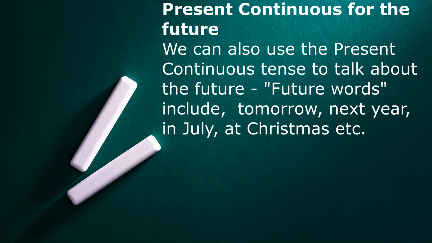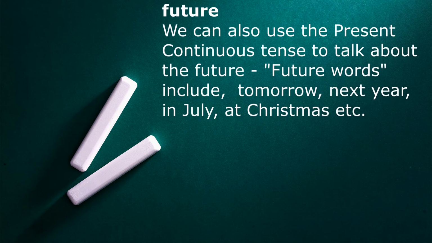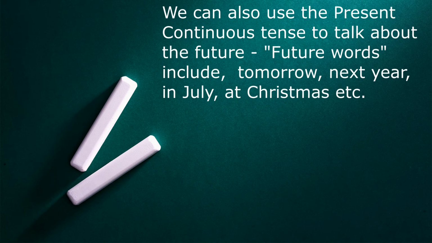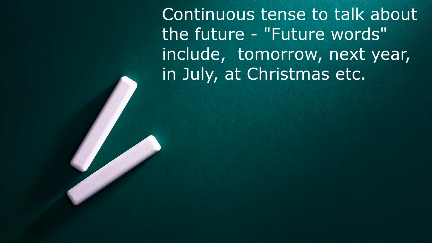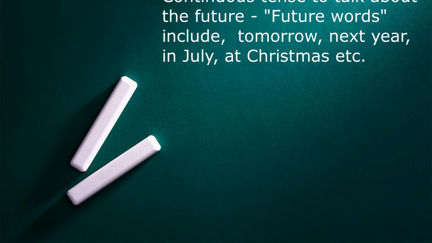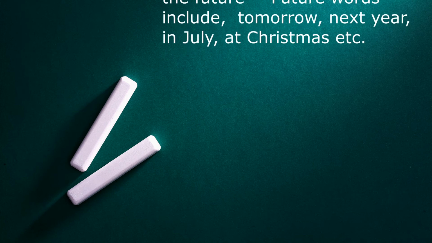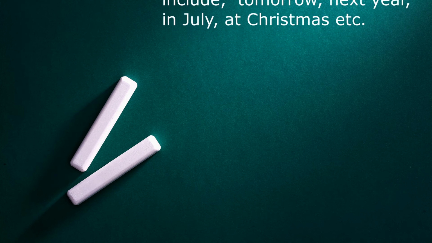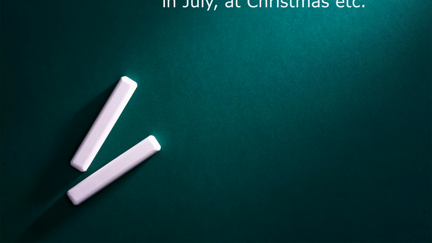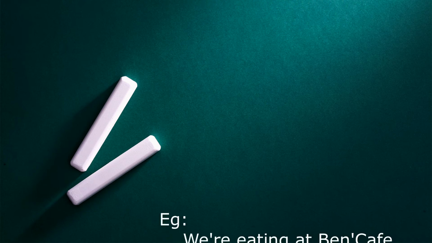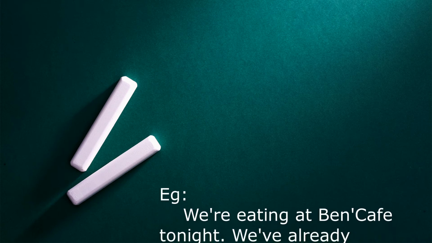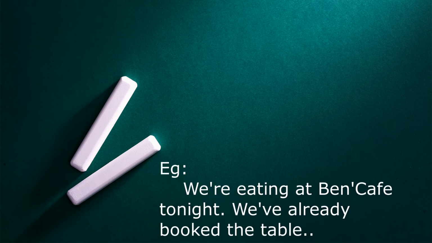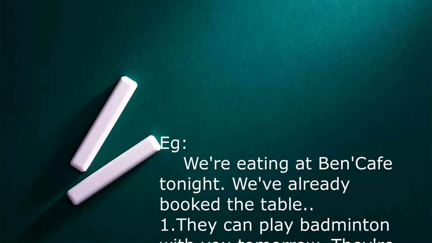We only use the present continuous tense to talk about the future when we have planned to do something before we speak. We have already made a decision and a plan before speaking. Examples: we are eating at Ben's Cafe tonight. We have already booked the table.